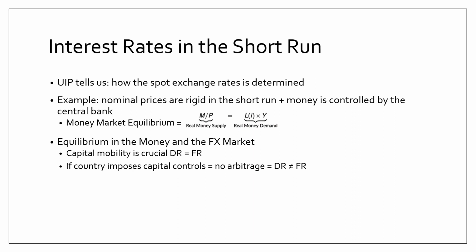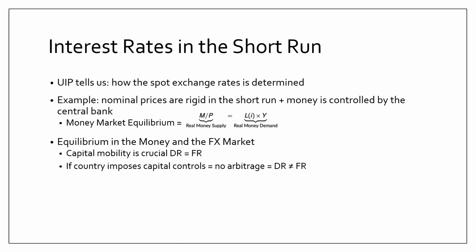Interest rates in the short run. The UIP tells us how the spot exchange rate is determined for a given expected exchange rate and nominal interest rates. Example: we assume that nominal prices are rigid in the short run. This might be due to, for example, menu costs. We also assume that the money supply is controlled by the central bank. The money market equilibrium is real money supply equals real money demand.